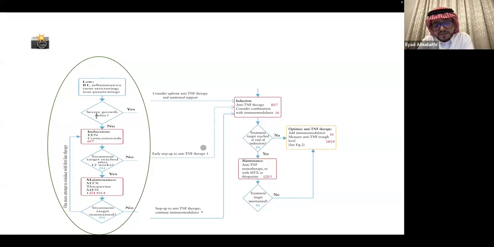And if the patient responded, then this is the time where we go for maintenance, either methotrexate or thiopurine. And if the patient relapses, you can see here, they go back to reinduction again. This is why we chose this answer.